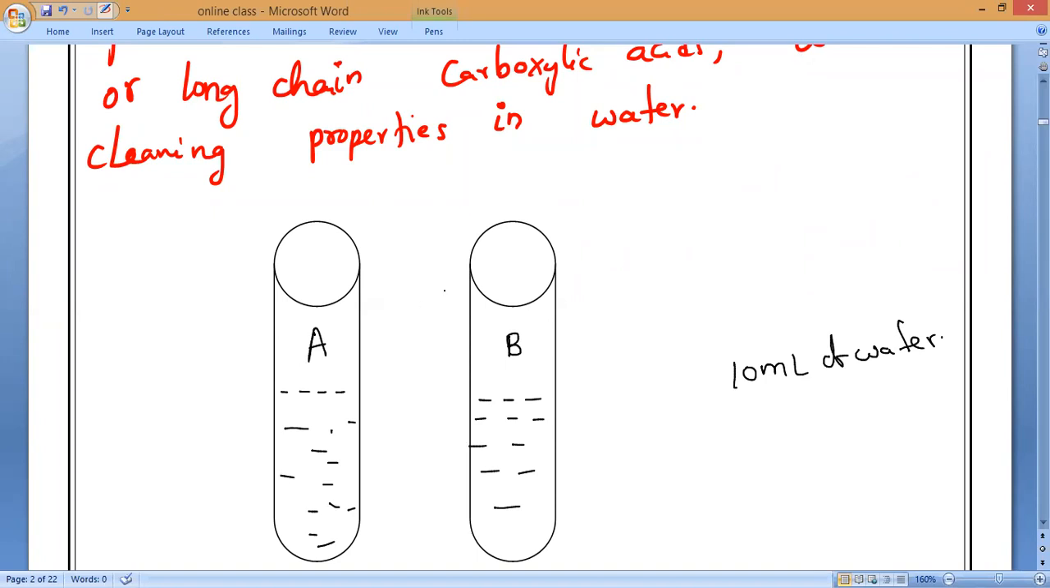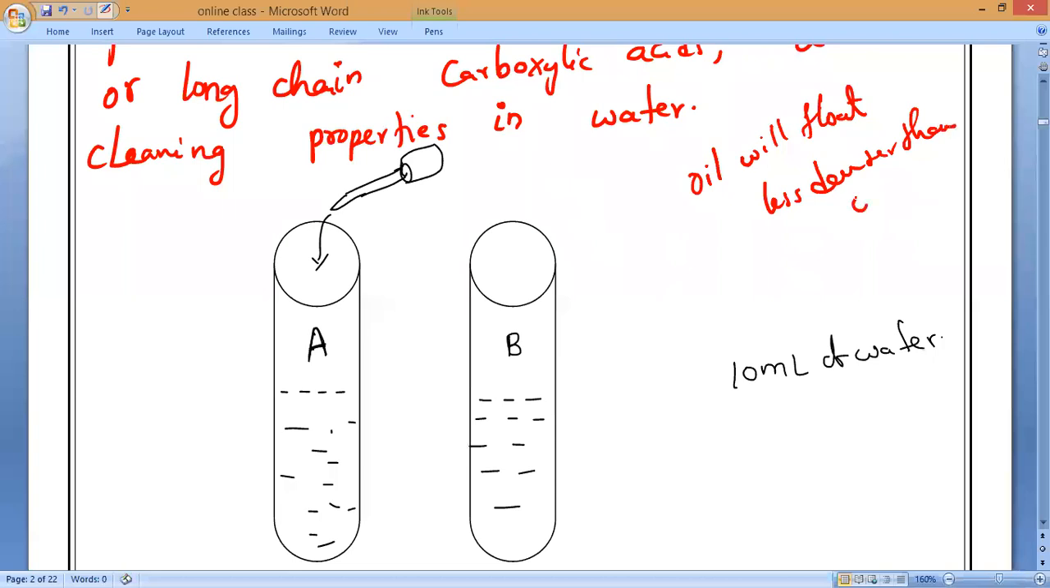Now, add a drop of cooking oil in both the test tubes. You can add it with the help of a dropper or directly with your hand. How many drops of oil? Just one drop of oil. Now you tell me, will oil float or sink on the water? Float. Oil will float as it is less dense than water. So I have dropped the oil, and it will be floating on the surface of the liquid in both.